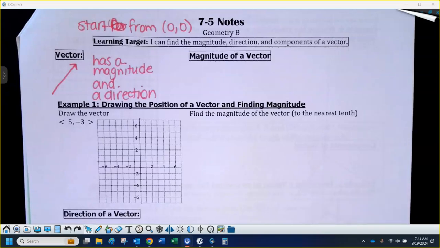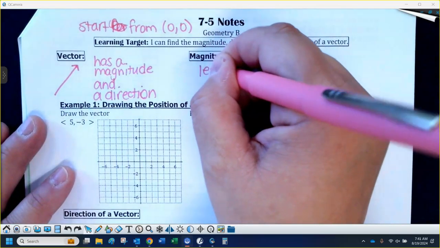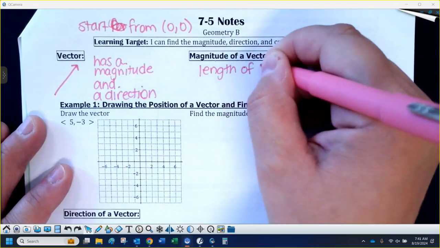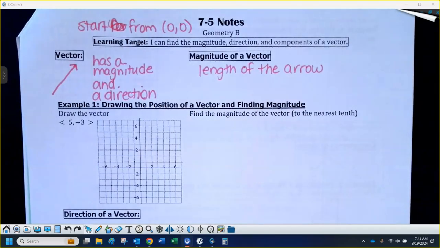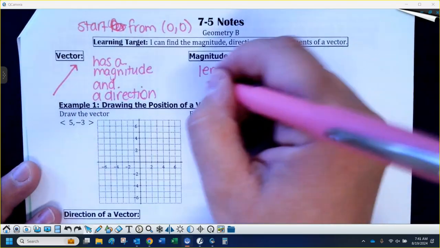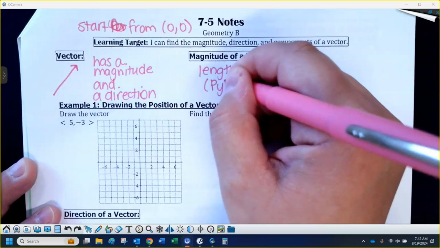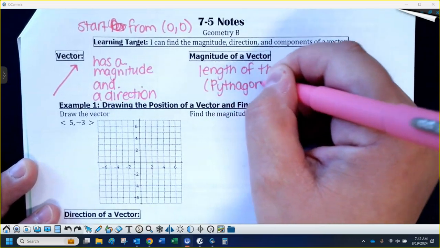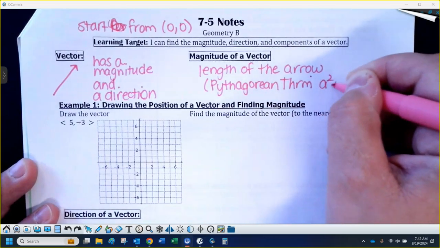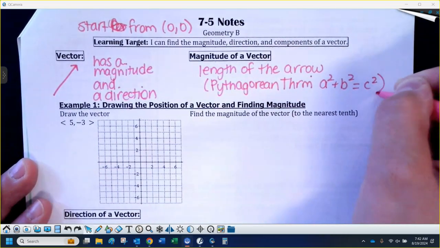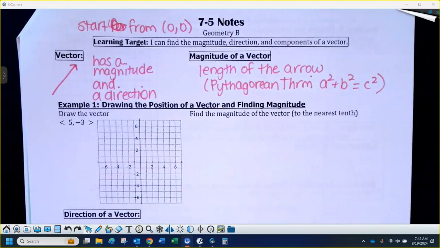The magnitude, though, is literally just the length of the arrow that we'll draw in the coordinate plane. All we're going to use to find it is the Pythagorean theorem, a squared plus b squared equals c squared. We can use that to find a magnitude if we have a picture of a vector, if we have coordinates.